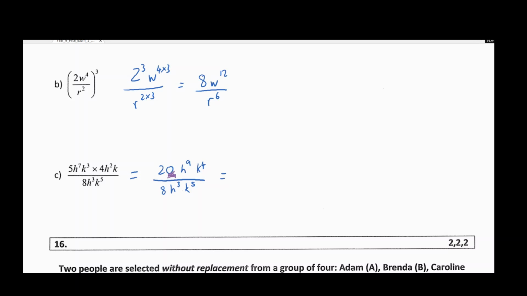Now, we can deal with the division. 20 over 8. That's the same as, we divide them both by 2, 10 over 4, which is, divided by 2 again, 5 over 2. Yep, 5 over 2. Now, h to the power of 9 take 3. 9 take 3 is 6. And 4 take 5 is minus 1. So it's k to the power of 1 down there.